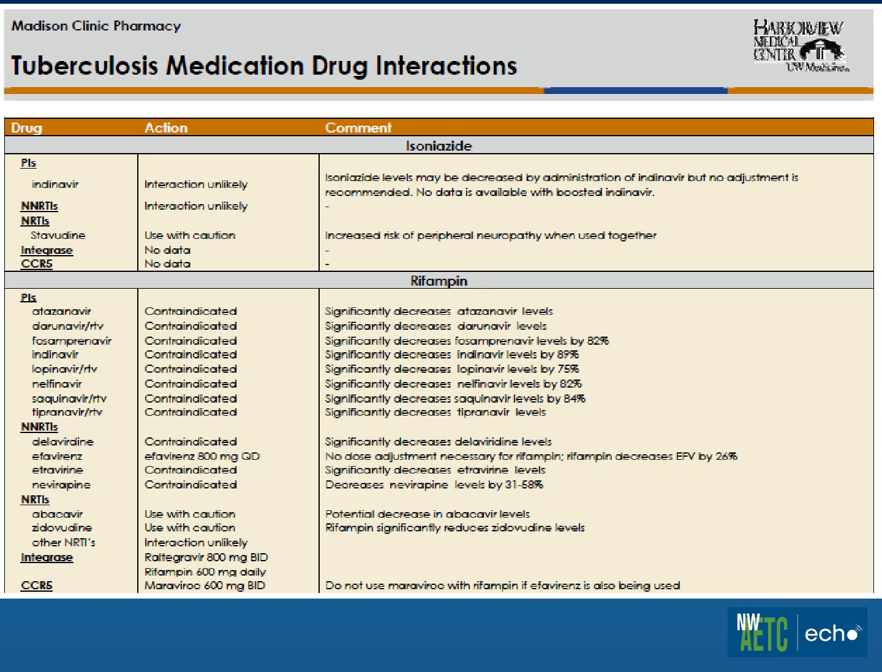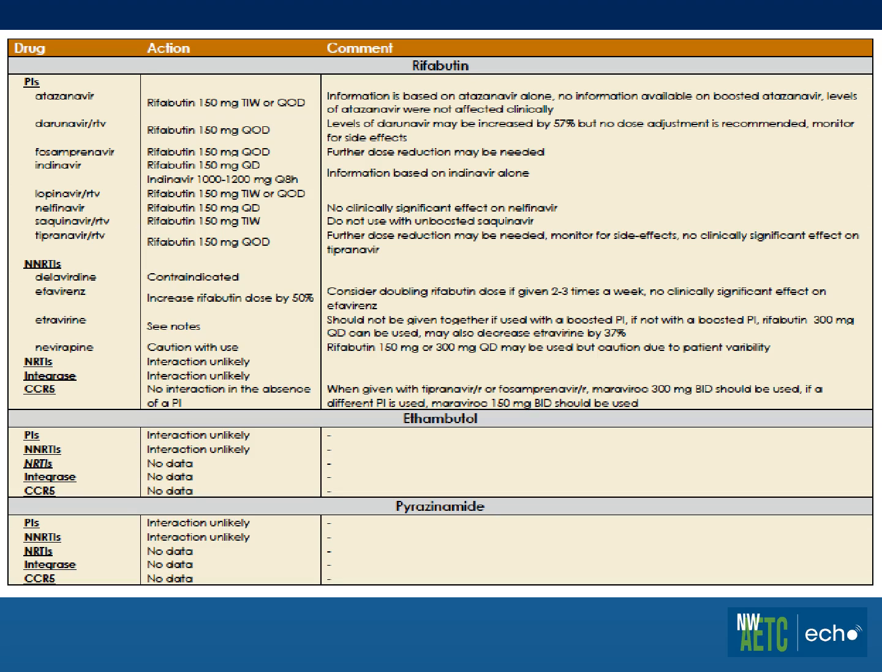I would suggest, in cases like these, consulting with your pharmacist and with drug interaction tables that are available online. This is a table that we use in the clinic where I work. It can be found at the website madisonclinic.org. It simply lists what the key interactions are between the HIV medications and the key tuberculosis regimen. And as you can imagine, it goes on for a couple of pages because there are so many considerations that need to be taken into account.